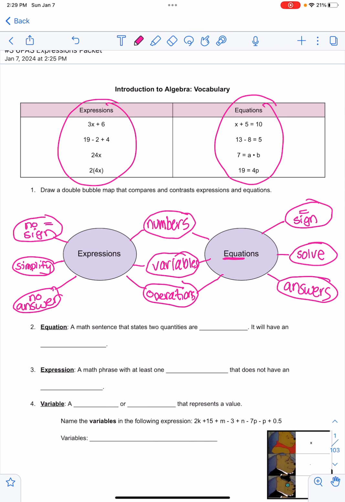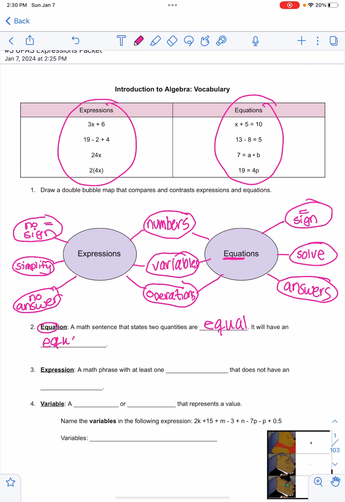Now I'm going to go through some vocab, and I'd like you to fill in the blanks on yours while I go through the vocab words. To make this a little bit more interesting, as I read the sentence, try to predict what I'm going to say in the blank. See if you could read my mind. It's okay if you don't come up with exactly what I'm about to say because you haven't learned this yet. And there could be multiple things that fit in the blank. An equation is a math sentence that states two quantities are equal. Again, that's where we get the beginning of the word equation. It will have an equal sign.